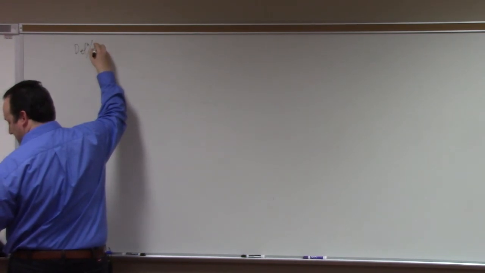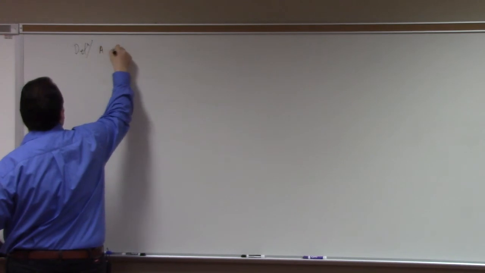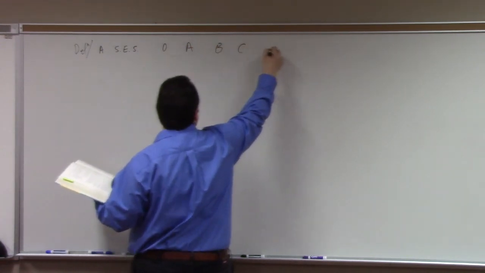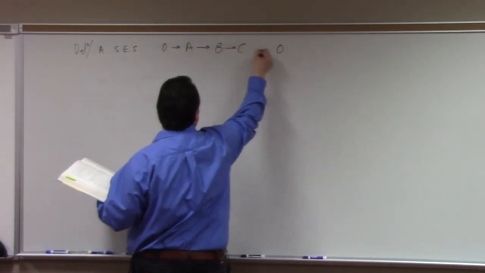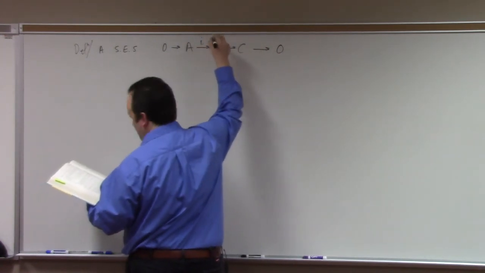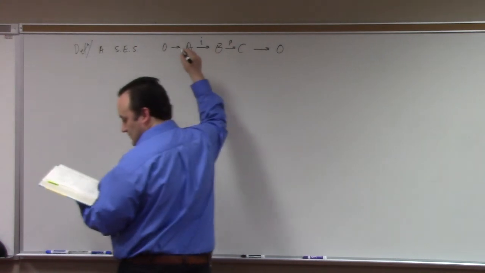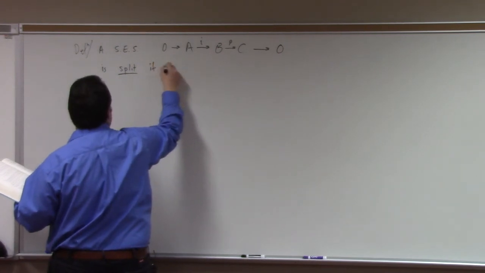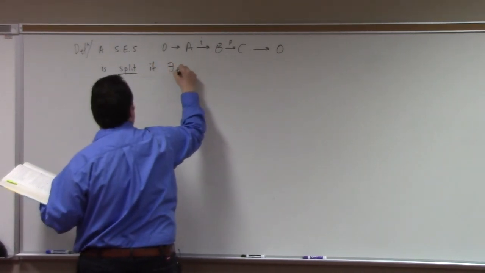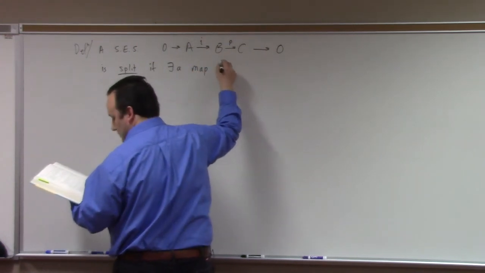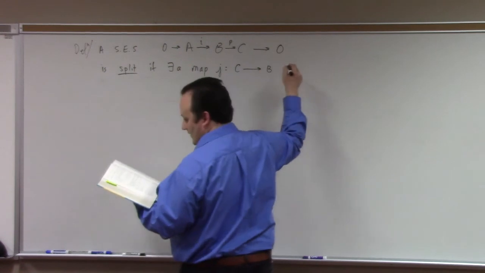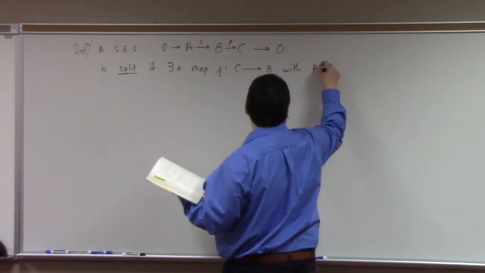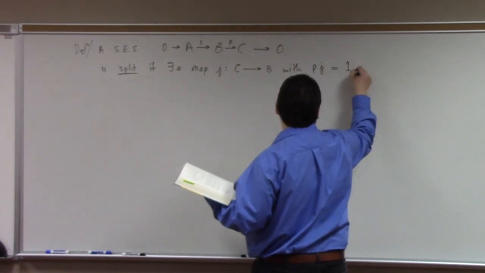Definition: a short exact sequence 0, A, B, C, 0, with I for the map between A and B, and P for the map between B and C, is split if there exists a map J going from C to B, with P composed with J being the identity on C.